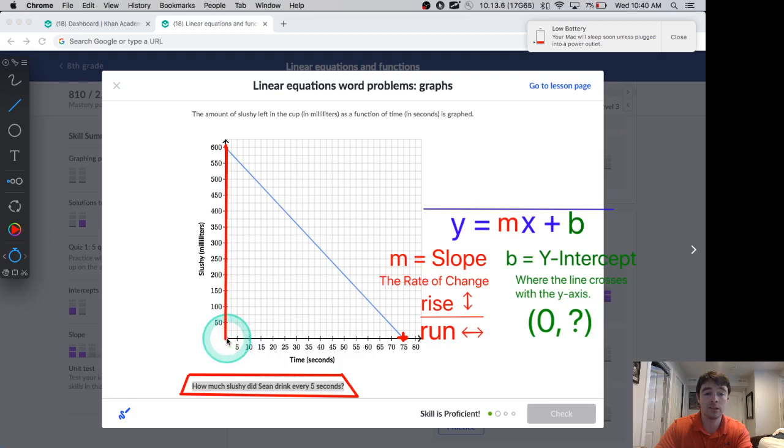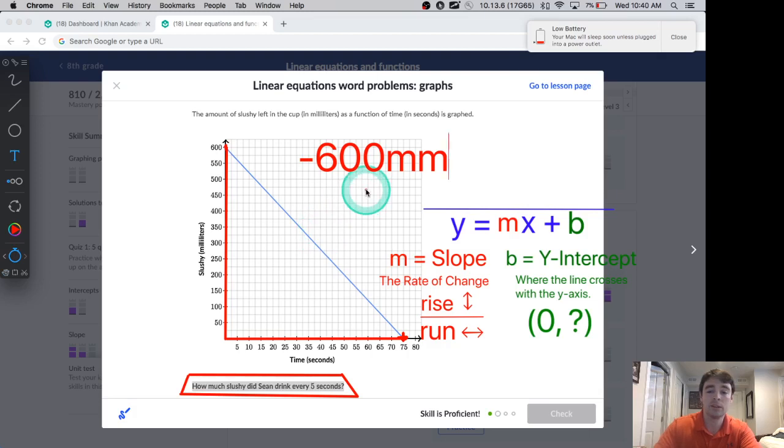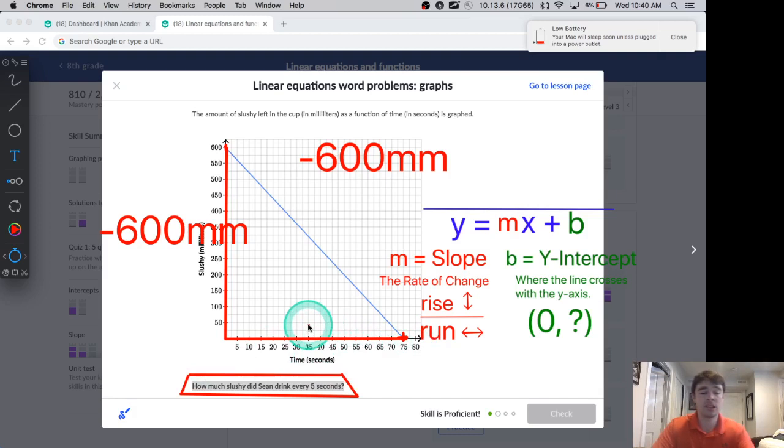it tells me, hey, it took this guy, I think Sean was the name of our friend, it took Sean 75 seconds to drink those 600 millimeters. So I'm going to write negative 600 millimeters. And that's how much slushie he just drank. And the time that it took him to drink that slushie was 75 seconds.